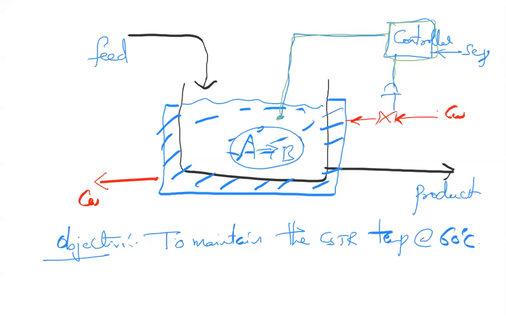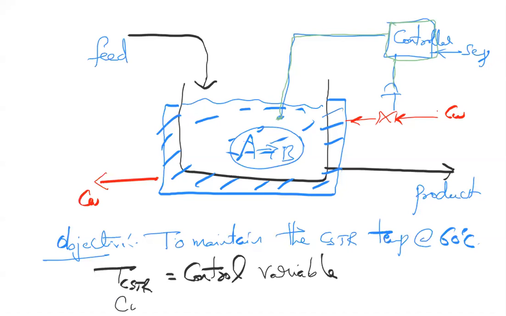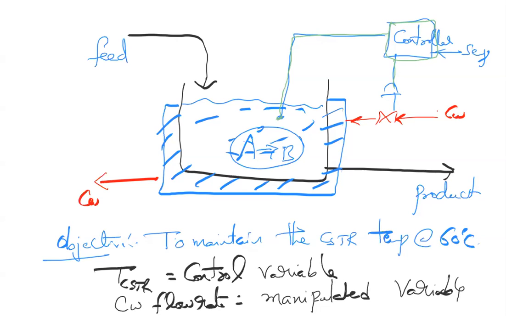So here there are different terminologies. What is the objective? What you want to control? Here, let's say the temperature of CSTR. The temperature of CSTR is what you call the control variable. And then cooling water flow rate is what you call the manipulated variable, because you are manipulating this one.